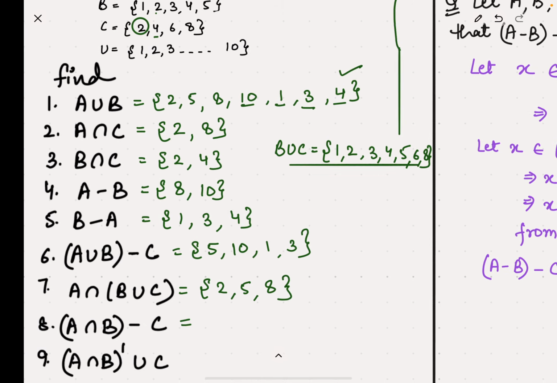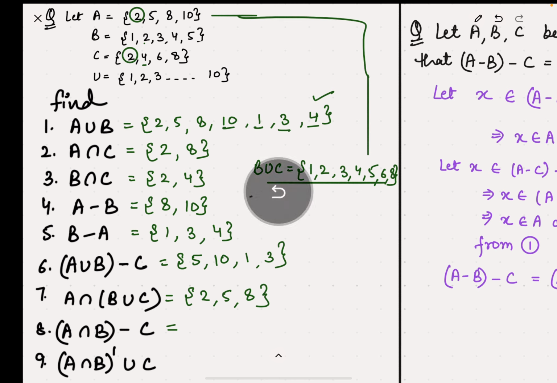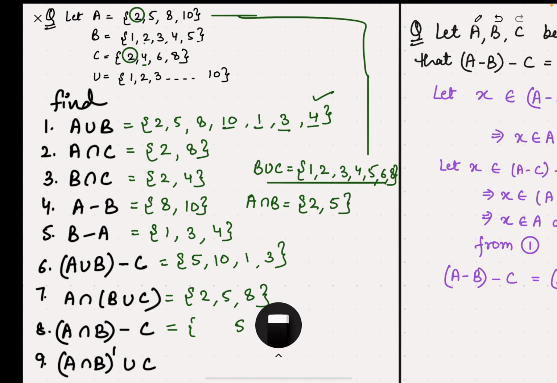Again, let's check A intersection B. Let's find out first A intersection B. A intersection B has 2 in common and 5 in common, only these two elements. Firstly we write 2 and 5, and then remove those elements which are present in C. So just remove 2 from here. We are having only 5 in this case.